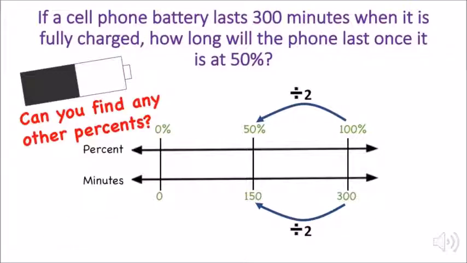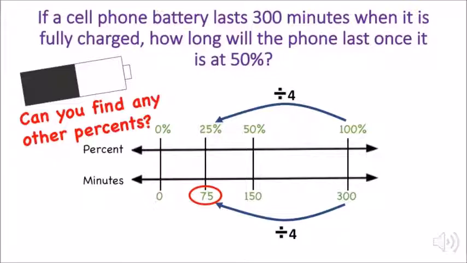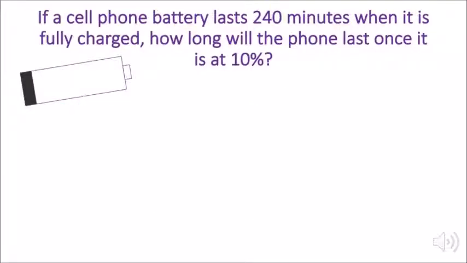You can now ask students to find other percents. Some students may say you can find 25% by dividing 50% by 2 and then dividing 150 minutes by 2 to get 75 minutes. You may want to ask students if there's another way to get to 25% to see if someone recognizes that you can divide 100% by 4 and then divide 300 minutes by 4.